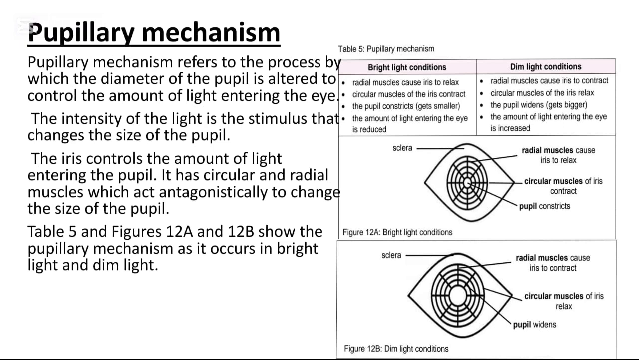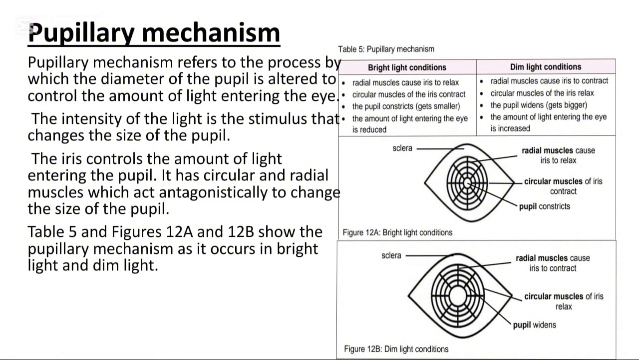And this is what happens during dim light conditions. The radial muscles of the iris contract, the circular muscles of the iris relax, the pupil widens, and the amount of light entering the eye is increased.